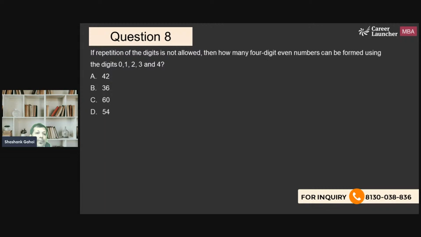ठीक है. If repetition of the digits is not allowed, मतलब we can't repeat the digits. How many 4-digit even numbers can be formed by the digits? ठीक है. So what is the approach we are going to take? So question ये कह रहे हैं कि मुझे even number form करना है. ठीक. So जब भी किसी भी क्वेश्चन में without repetition का क्वेश्चन आए और even number का क्वेश्चन आए और जीरो इंक्लूडेड हो.